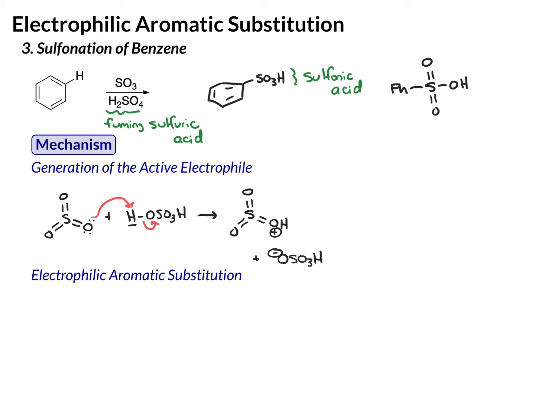At this point, we have our active electrophile. You could draw the other resonance structure which shows the positive charge on the sulfur. So I can move the pi bond between the sulfur and the OH plus onto the oxygen as a lone pair. And we get the other resonance structure. Or we can just abbreviate this as SO3H plus. And that's our active electrophile.